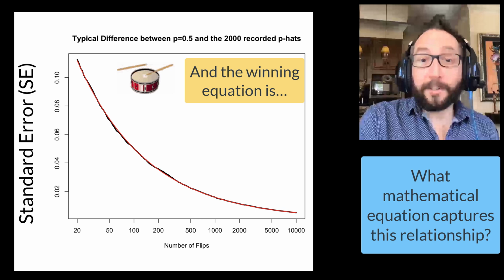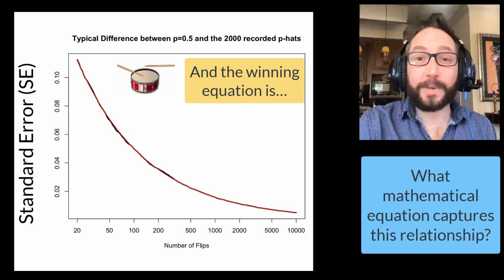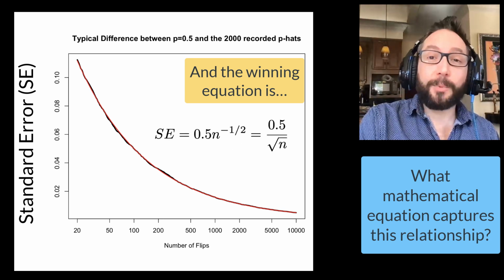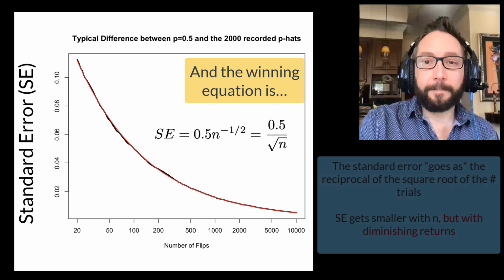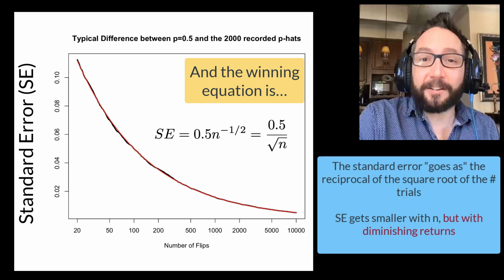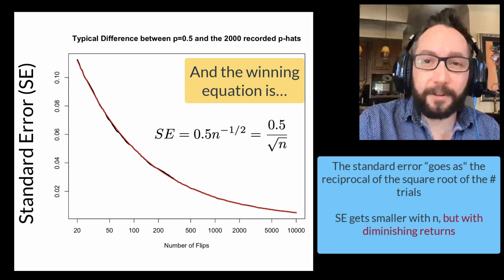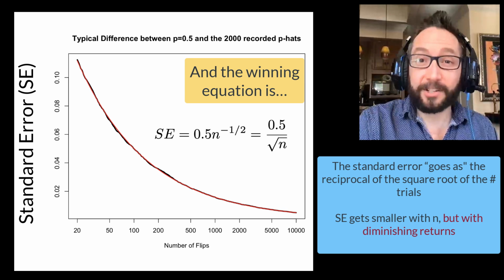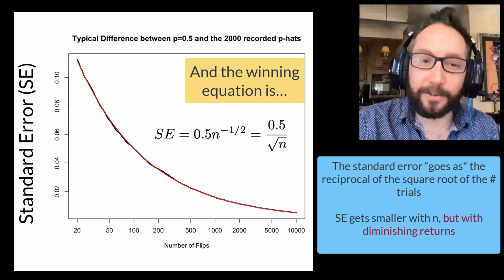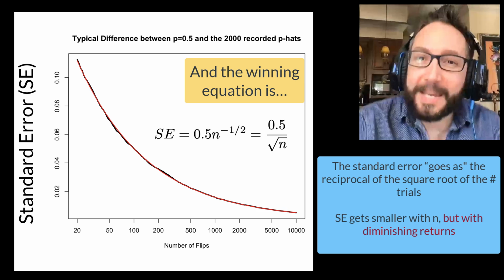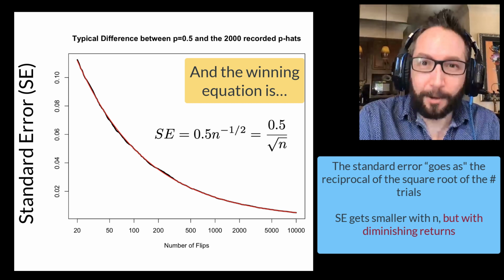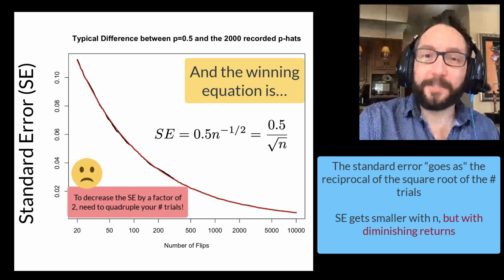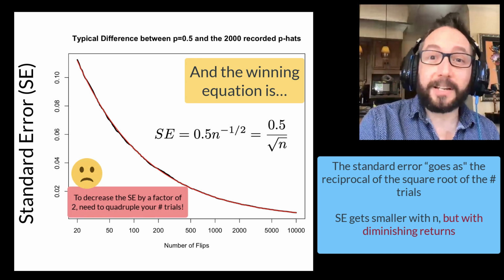In fact, if we go and look at the size of that standard error as we increase the number of flips and superimpose a square root curve, we find that we get a very, very close agreement. So what we can say is that the standard error goes as 1 over the square root of the number of trials. As you increase the number of trials in your experiment, that standard error gets closer and closer to 0. The typical difference between the p-hat you might observe and the true value of p is getting smaller and smaller. But there's some diminishing returns. It takes a quadruple of the sample size for that standard error to decrease by a factor of 2.